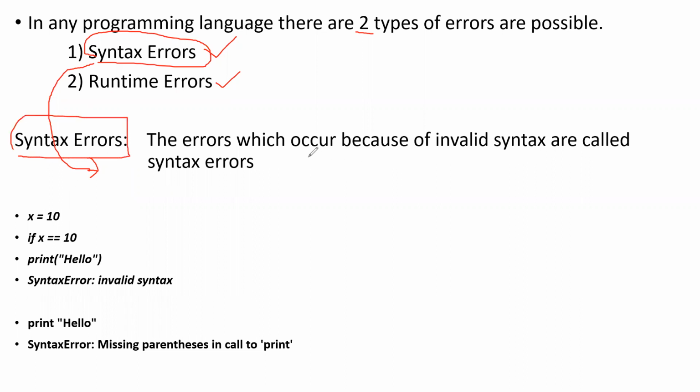right? The errors which occur because of invalid syntax are called syntax errors. If you don't know the Python code or Python syntaxes, obviously you will get syntax errors. If you are new to Python programming, surely you'll get syntax errors. Of course, there are some cases where, even though your syntax is correct, you are still getting an error. Those errors are called runtime errors. In the next slide, I'll explain what runtime errors mean.